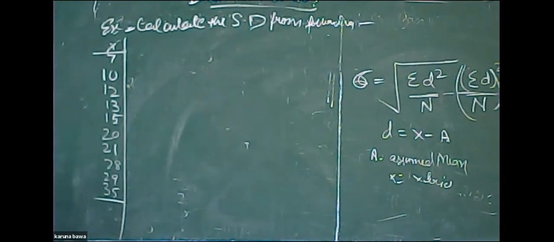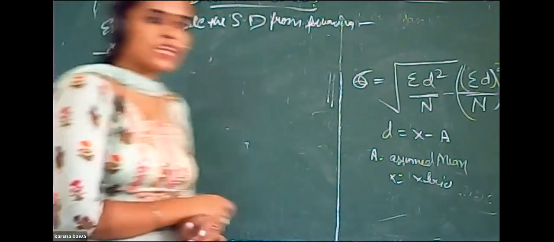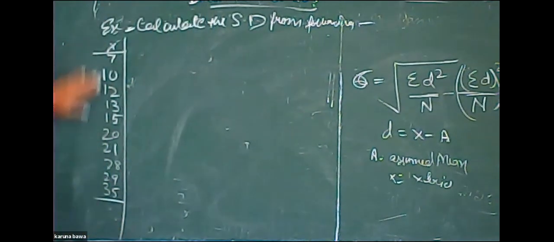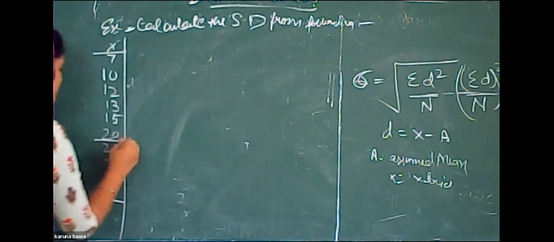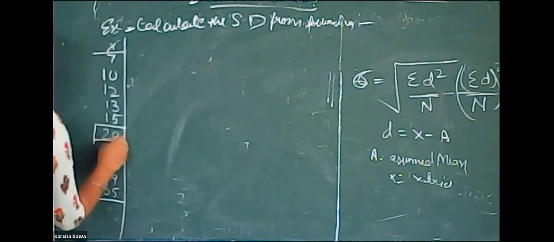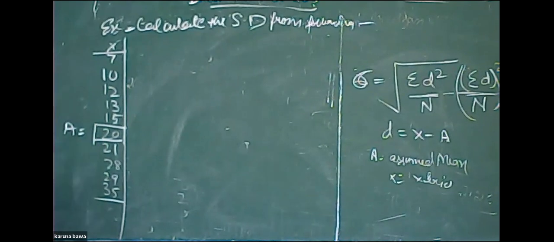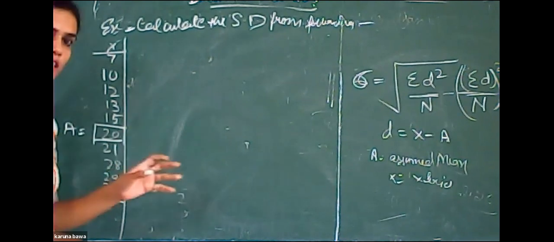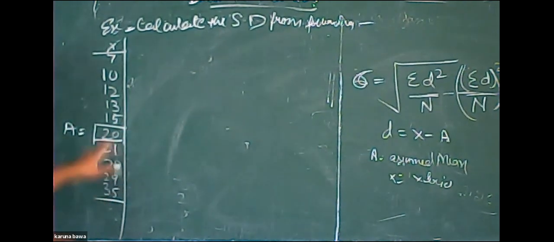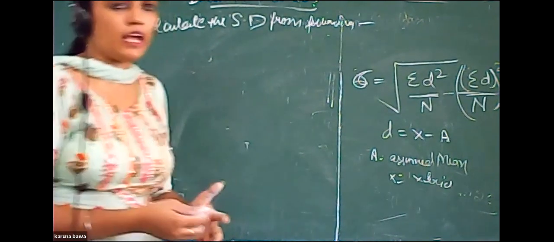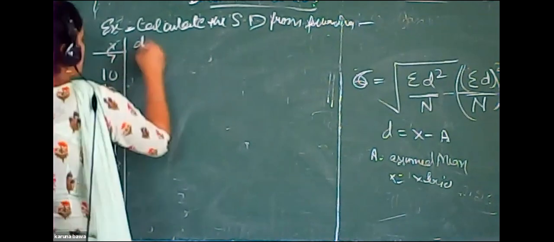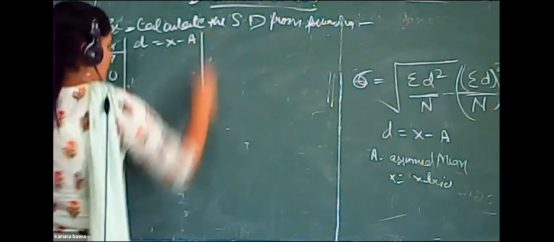So first of all, in the X series we find out the assumed value. That is, we take the assumed value 20. Basically, any one item in the series is taken as the assumed mean, denoted with A. Then we take the deviation of each item from the assumed mean, x minus A. So basically, deviation depends upon x minus A.